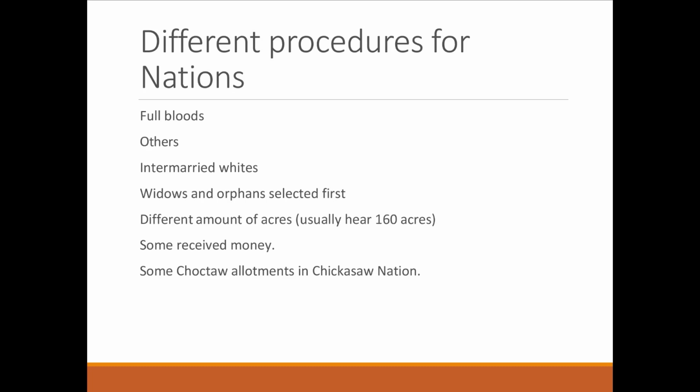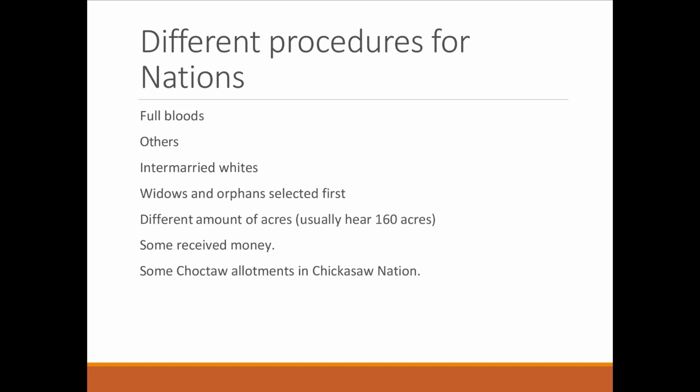So there are different procedures for the nations, but basically they're the same. The full-bloods would receive first choice, then others who weren't full-blood would be able to select their allotments, then intermarried whites. I read in the Muskogee Phoenix newspaper where the allotment process was going to start the next day, and the widows and orphans would be able to select first.